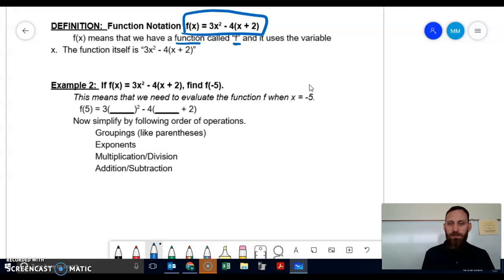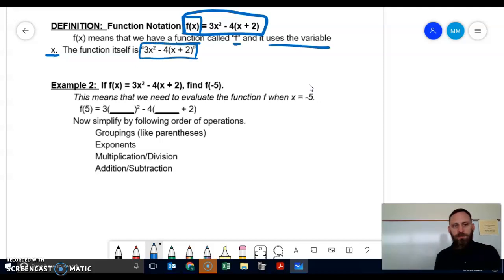And the x in parentheses means that it uses the variable x inside of it. So you're not going to do any math with this. This is just a label. It's called f, and it uses the letter x. The function itself is this algebraic expression.